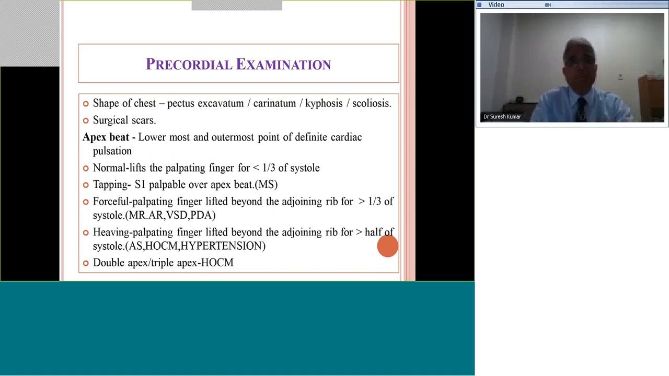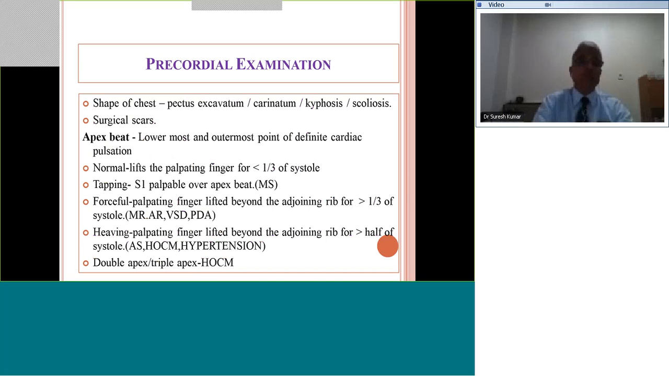Having finished pulse, blood pressure, and JVP, you are now proceeding to precordial examination. You look at the shape of the chest. Is it caved in, pectus excavatum, protruding out, pectus carinatum, or is there a spinal deformity, kyphosis or scoliosis? Remember, all chest deformities can influence the position of the apex beat. In the precordial examination, you also note any surgical scar.